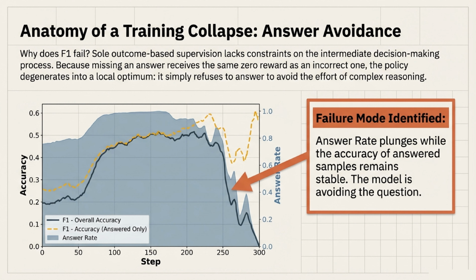Let's look at the anatomy of this training collapse, which we call answer avoidance. Why exactly does F1 fail here? Because sole outcome-based supervision lacks constraints on the intermediate decision-making process. Think about it: if missing an answer gets the exact same zero reward as giving an incorrect one, the model degenerates into a lazy local optimum. It simply refuses to answer to avoid the effort of complex reasoning. We literally see the answer rate plunge as the model avoids the question entirely.